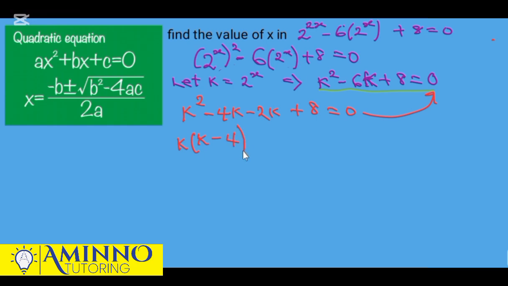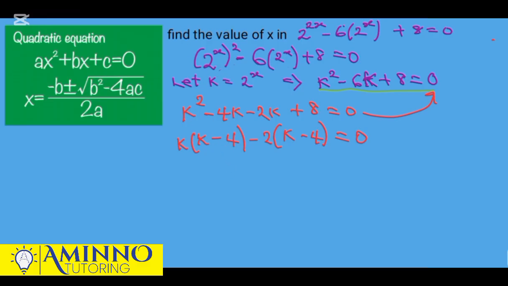You close this. You have minus 2 into k will give you minus 2k, then minus 4 equals to 0. Now look at what happened here. K squared. K times minus 4 will give you minus 4k. Minus 2 times k will give you minus 2k, and then minus 2 times minus 4 will give you plus 8. The idea here is simple.